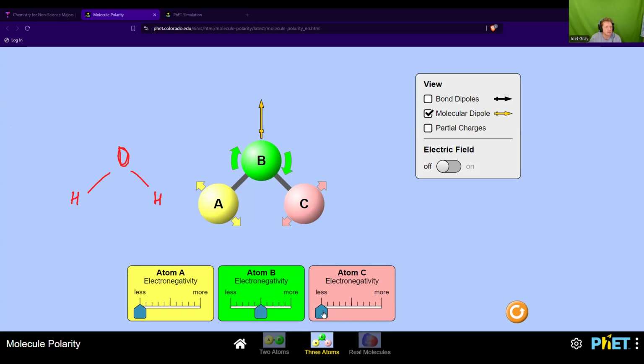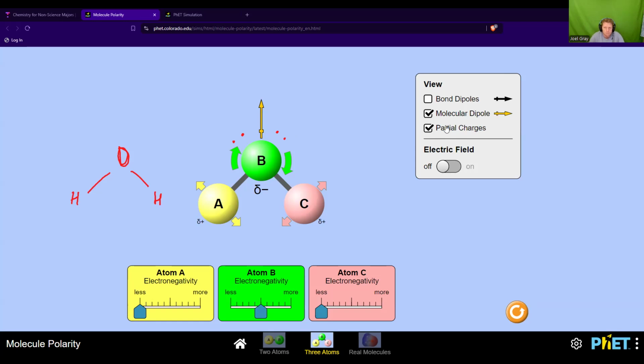Well, atoms A and C, we'll put them both as being low on their electronegativity. Oxygen, by comparison, has two lone pairs of electrons, which means those electrons are basically right there. Effectively, when it comes to partial charges, we'll click this to show our partial charges. Oxygen is partially negative because it's more electronegative and it's got those lone pairs of electrons. So how would you describe this molecule? Polar or non-polar?